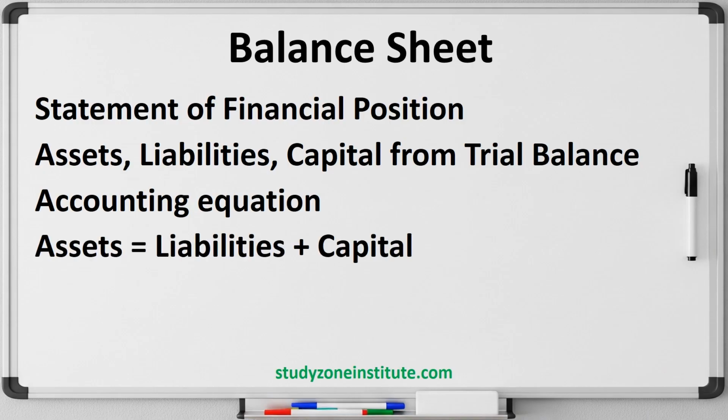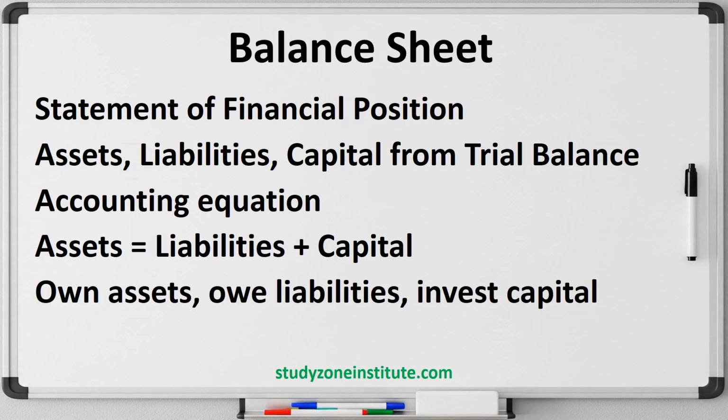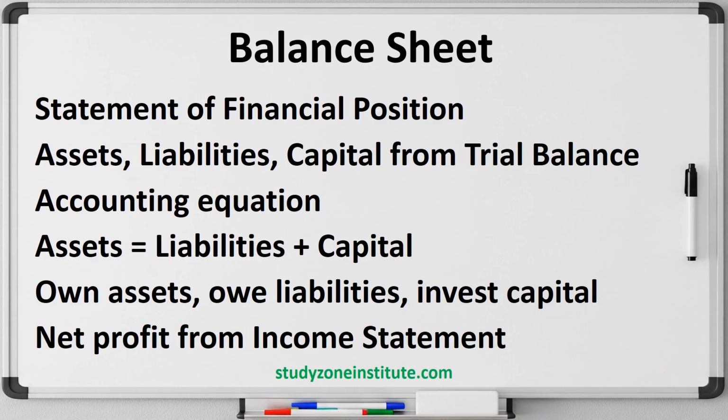The balance sheet lists: assets, what the business owns; liabilities, what the business owes; capital or equity, the owner's investment plus any profits. The net profit from the income statement is added to the capital section. Business owners use this report to make important decisions about expansion or financing.